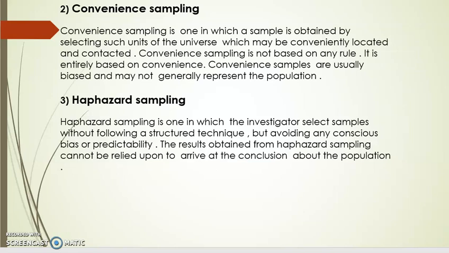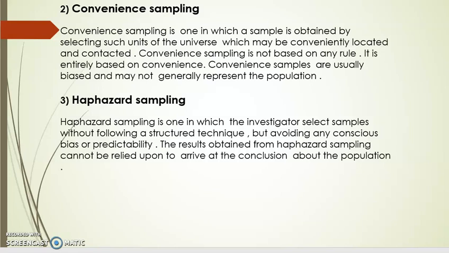Convenience sampling. The convenient method is the method where the investigator collects data from units of the population that are convenient. Thus, convenient sampling is one in which the sample is obtained by selecting such units of the universe which may be conveniently located and conducted.